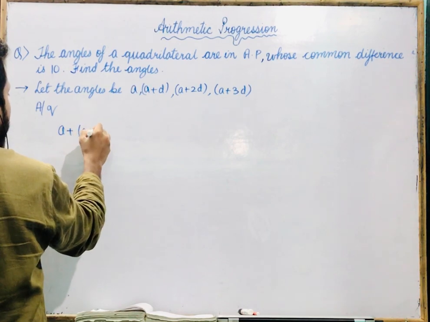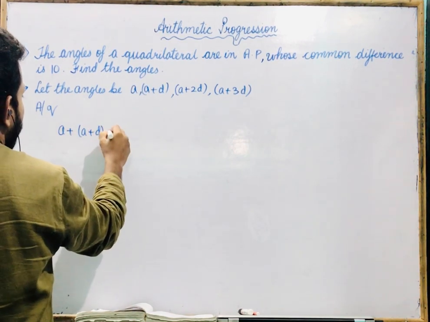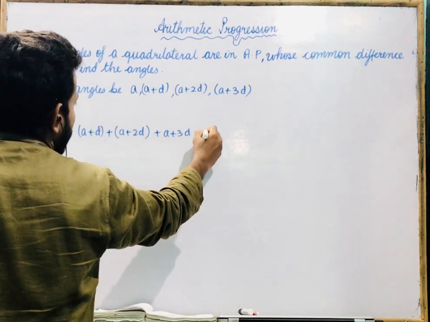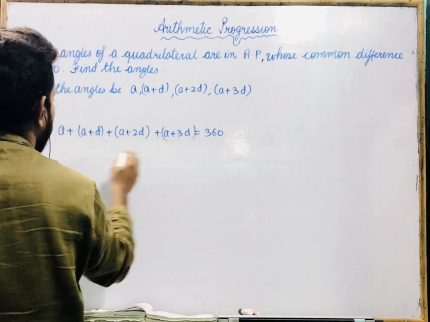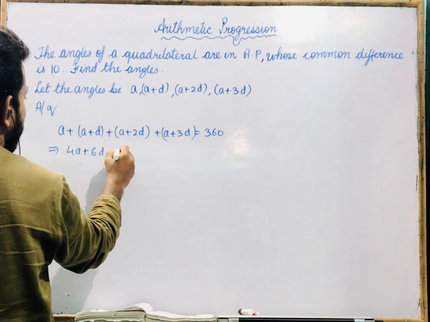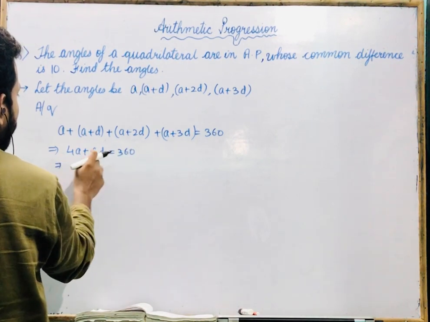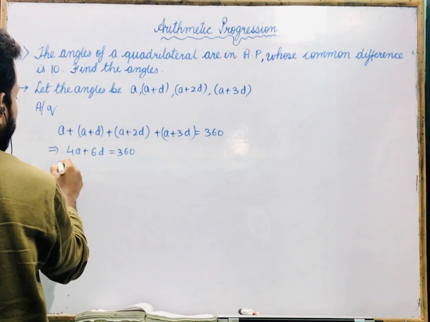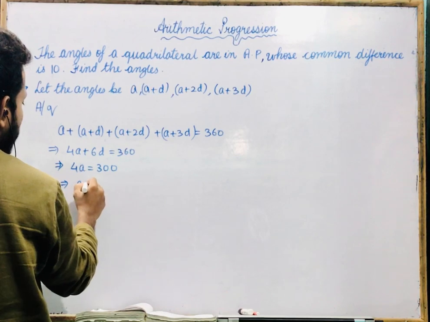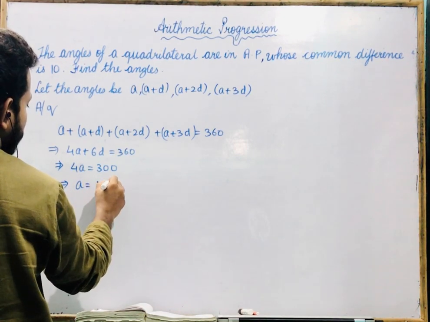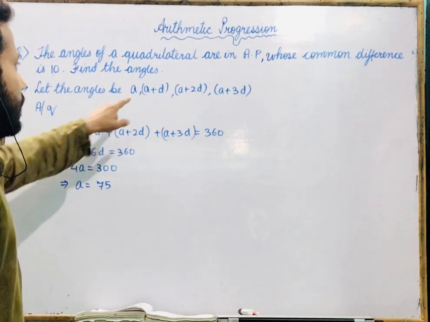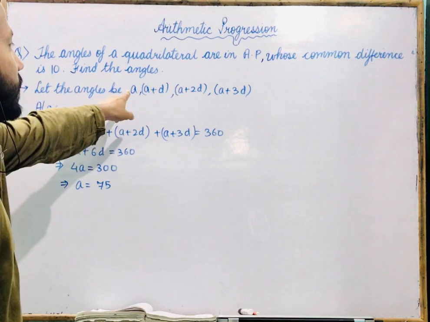a plus d plus a plus 2d plus a plus 3d equals 360. So 4a plus 60 equals 360. What is the value of d? 10. The 60 will go to that side, so 4a equals 300. a equals 75. Is this clear? a is equal to 75. So the first angle is 75.